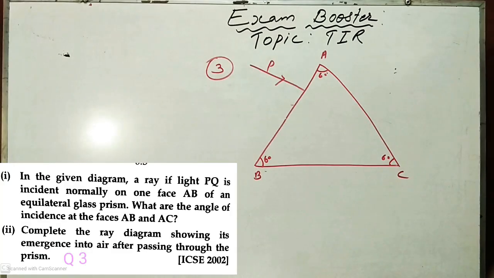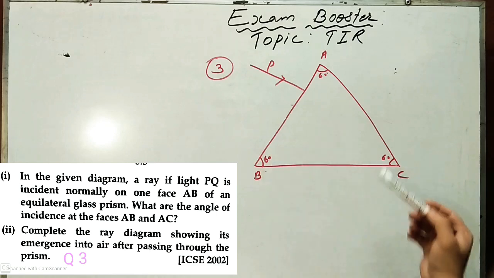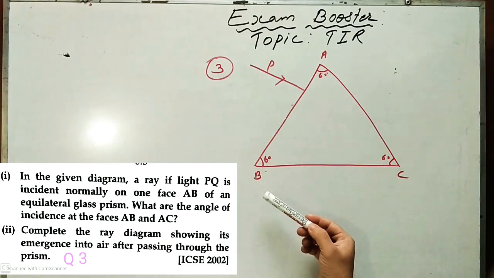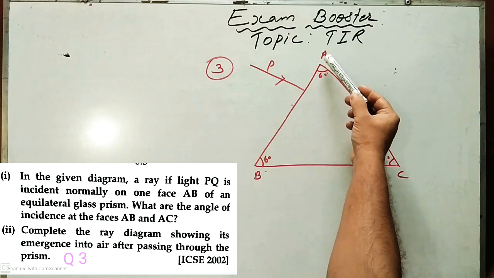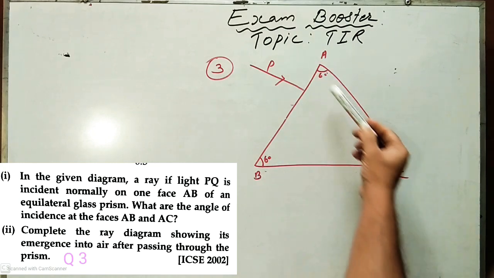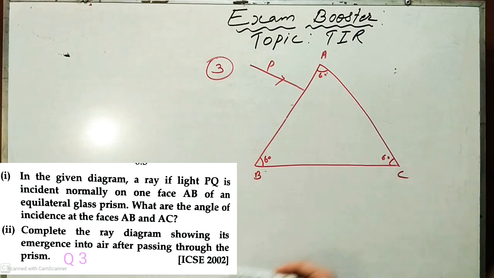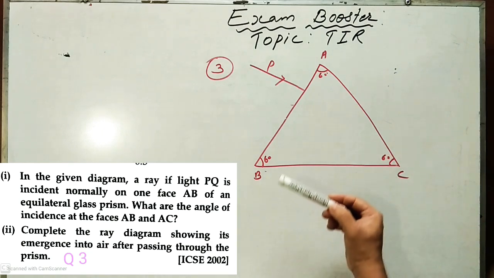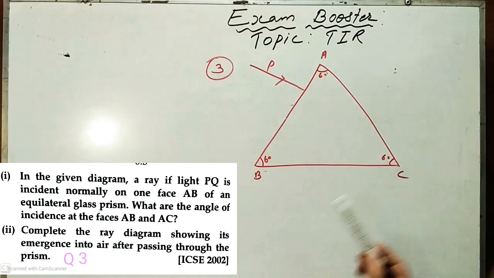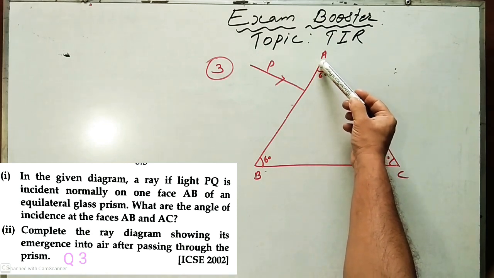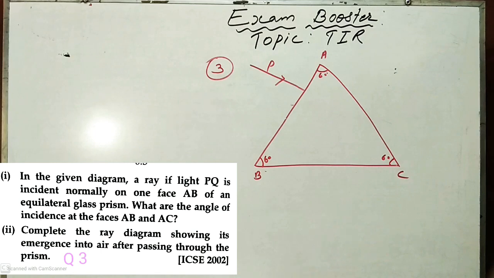Next, question number 3. As you can see on the board, in the given diagram, a ray of light PQ is incident normally on one face AB of an equilateral glass prism. Equilateral 60 degree prism. What are the angle of incidence at the faces AB and AC? You have to find out the angle of incidence at the face AB and AC. Complete the ray diagram showing its emergence into air after passing through the prism. You have to show the emergent ray also.